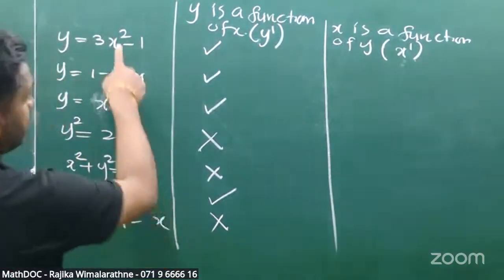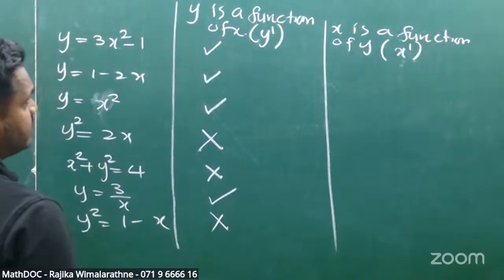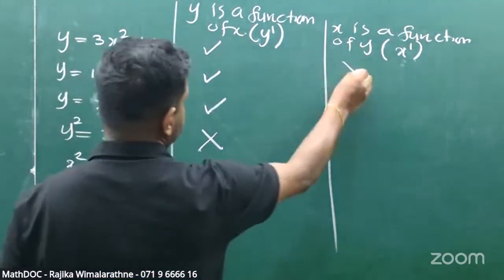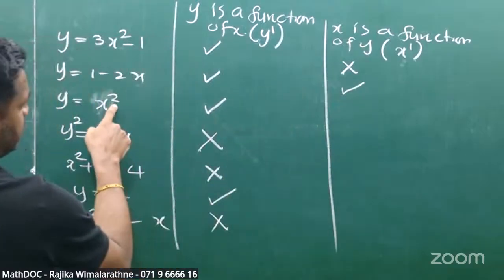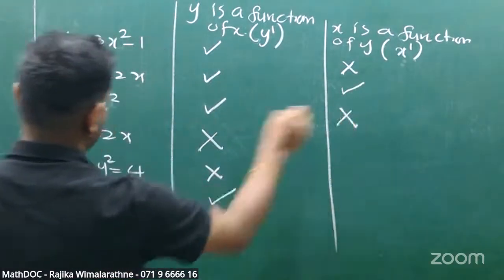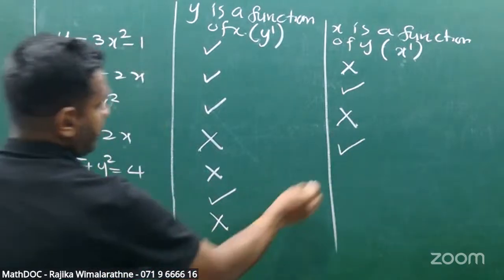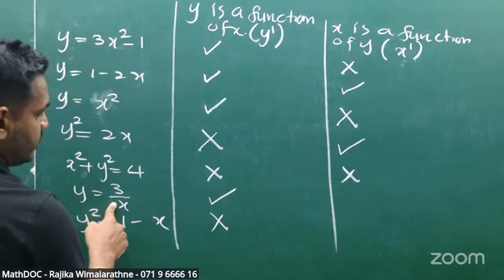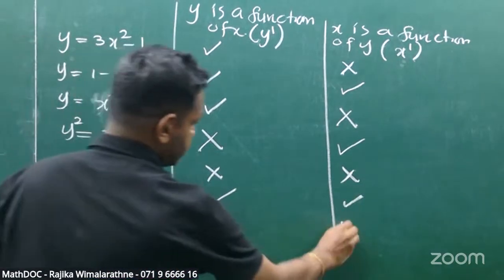Here this must be a y to the power 1 relation, or an x to the power 1 relation. This is not a function. Here x to the power 1, function. Here not x to the power 1. Here x to the power 1. Here no x to the power 1. Here we have x to the power 1. You can subject x, no? Then here we have x to the power 1.